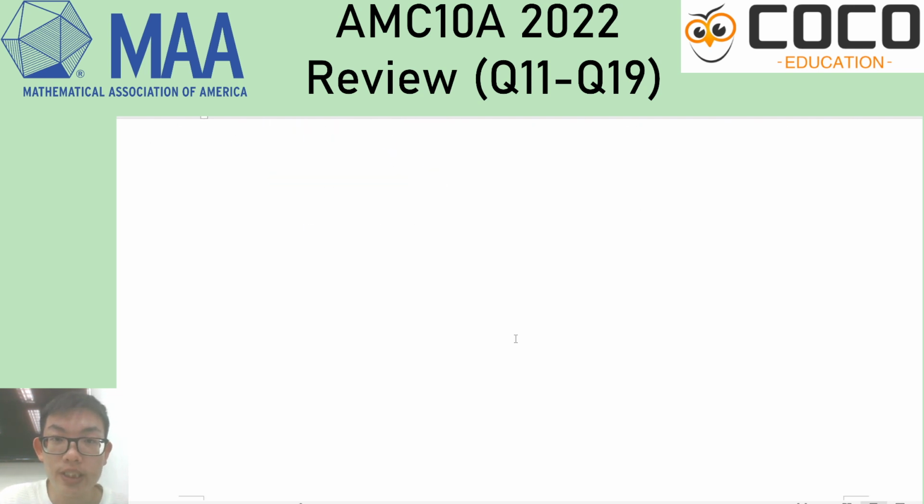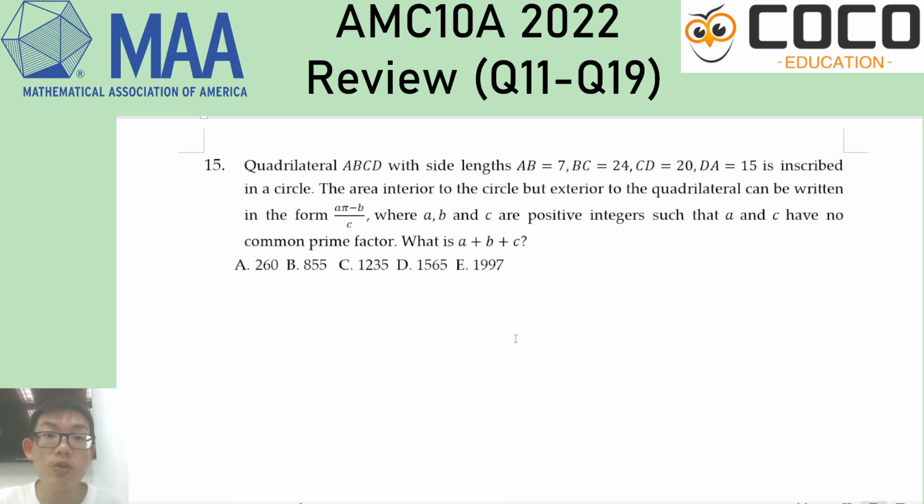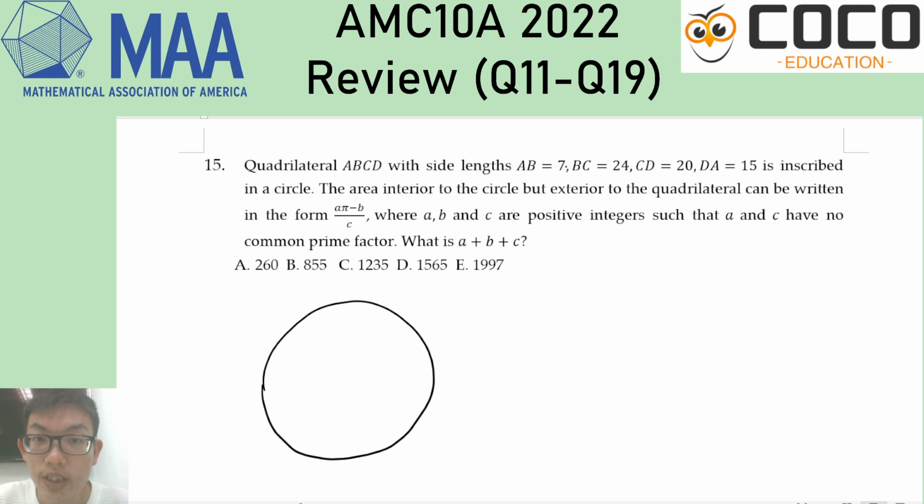Now, as we move through these sections, you realize that the difficulty is a bit subjective. For example, quadrilateral ABCD with side lengths AB equals 7, BC equals 24, CD equals 20, DA equals 15 is inscribed in a circle. Now, it's a little bit difficult to solve this without just observing a very simple fact, which is that 7, 24 and 20, 15 both contribute to the same Pythagorean triple.